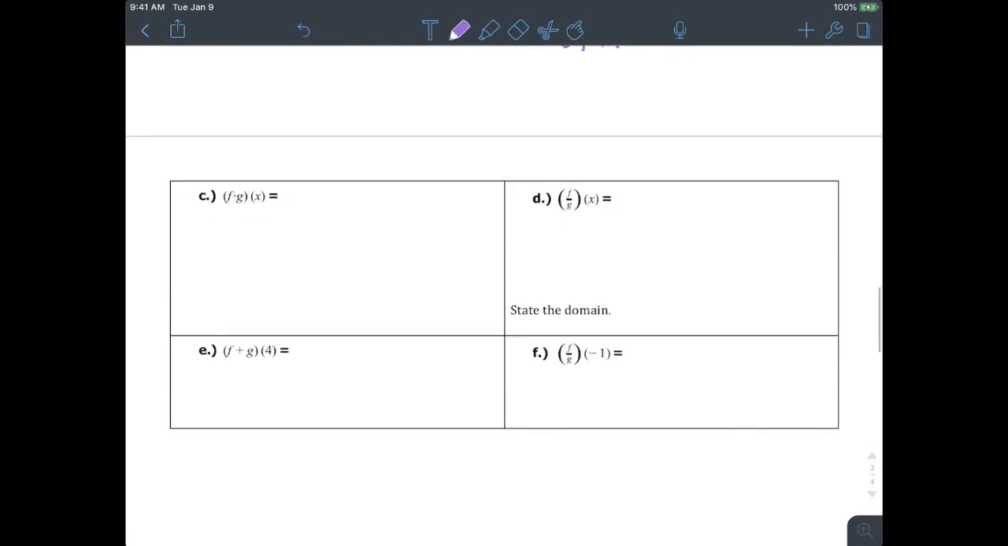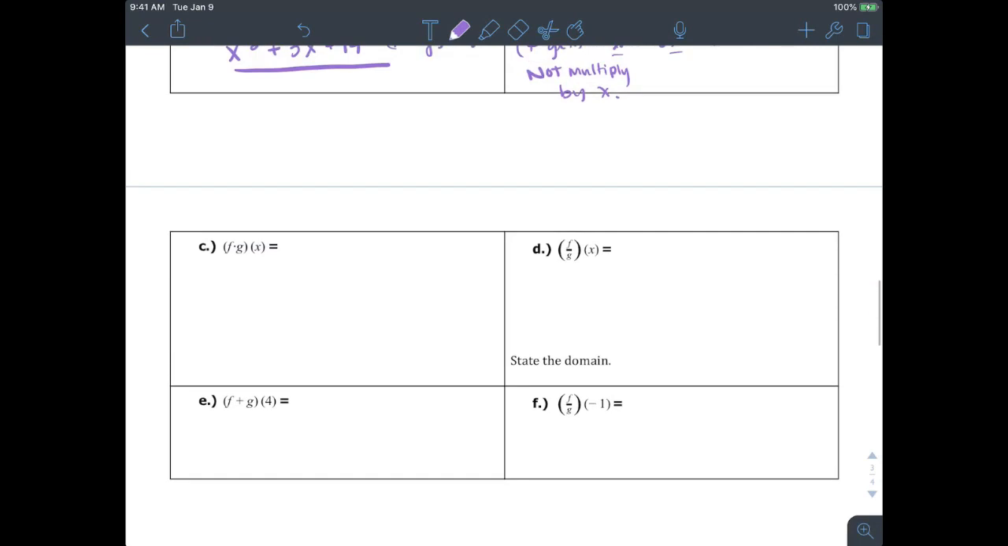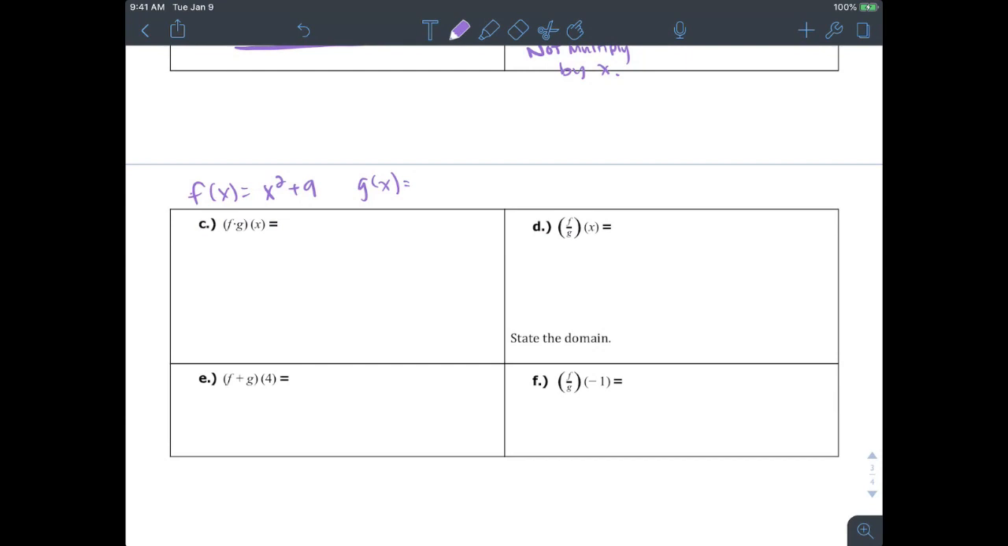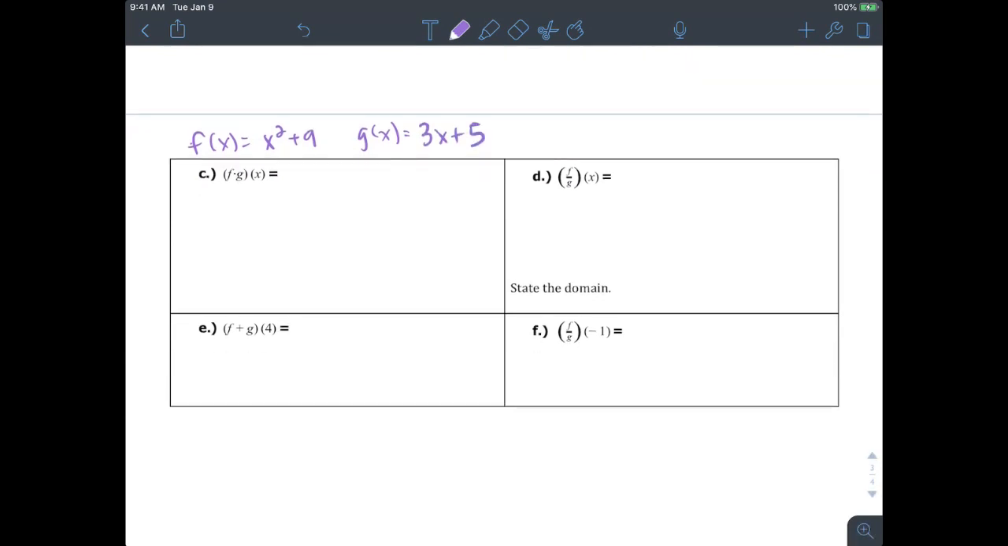Okay, f times g. I'm going to rewrite these. f of x is equal to x squared plus 9, and g of x is equal to, I don't remember, 3x plus 5. Okay, so f times g, same thing. f of x times g of x. So we put those in blue. So x squared plus 9, all of that multiplied by 3x plus 5.